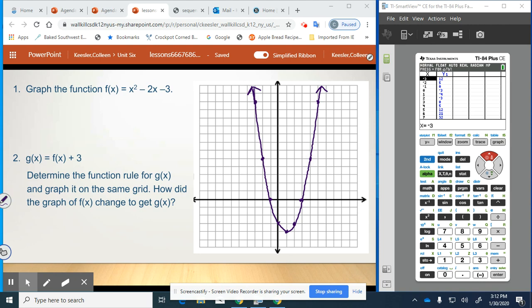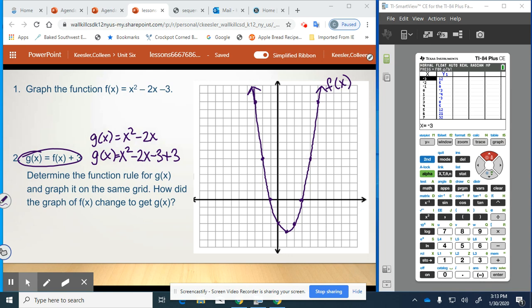So we're going to name this one f of x, right? And we're going to now change f of x according to g of x. So that's saying to take f of x and add 3. So now g of x is x squared minus 2x minus 3 plus 3. And that minus 3 and plus 3 cancel out. So we could just say g of x equals x squared minus 2x.